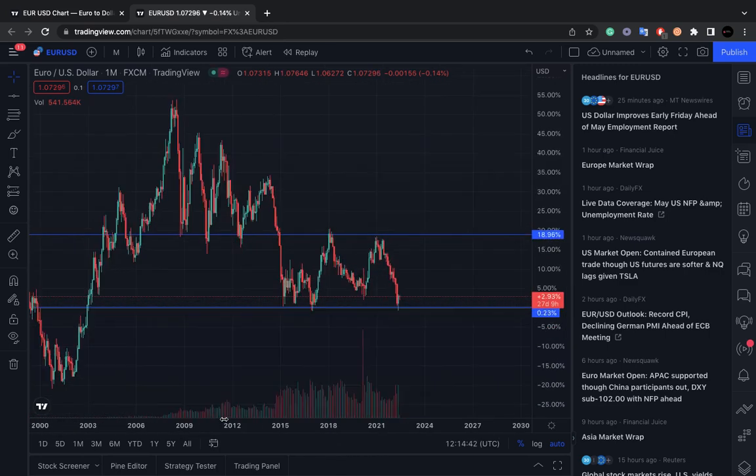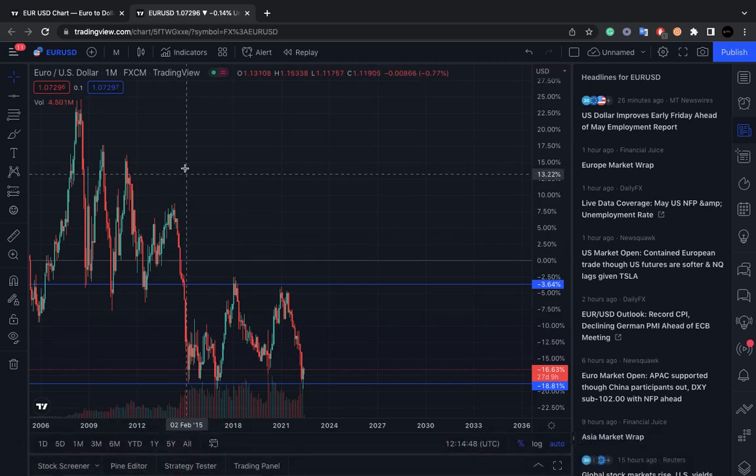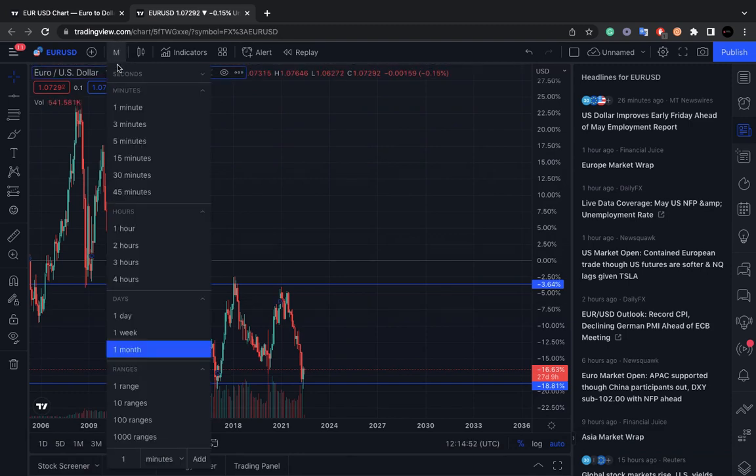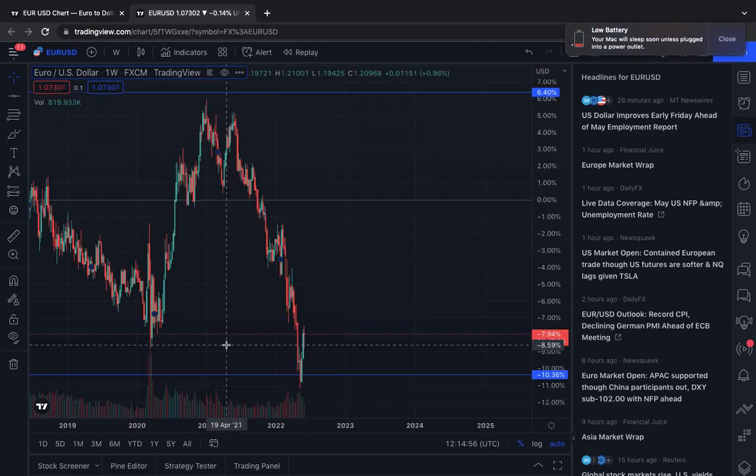Now there's something I want to show you guys so that you can understand that this is actually a very strong support and resistance zone. If I change this time frame from 1 month, for instance, and bring it down to, let's say, a week, I want you guys to understand that these support and resistance zones will still hold.